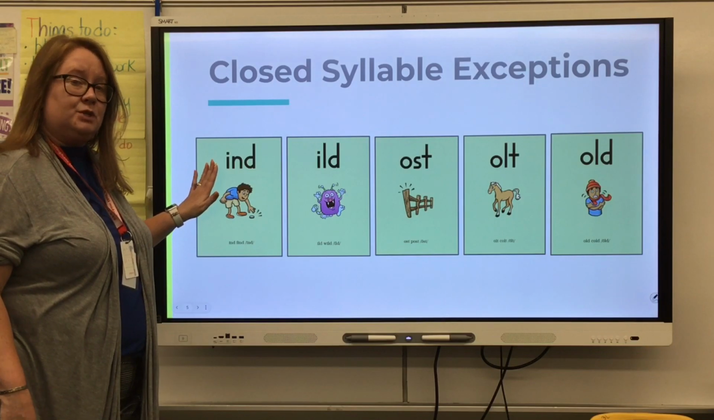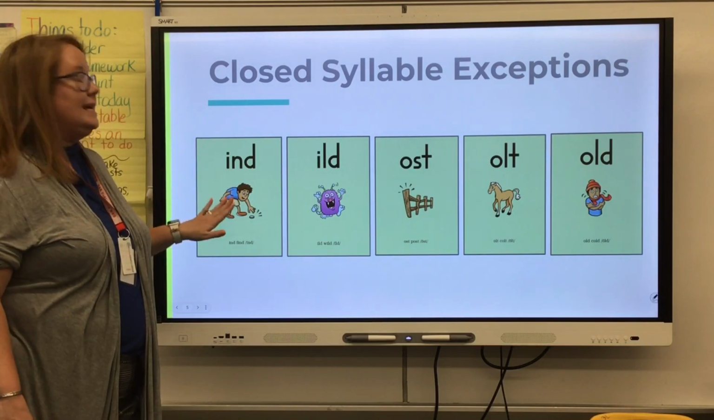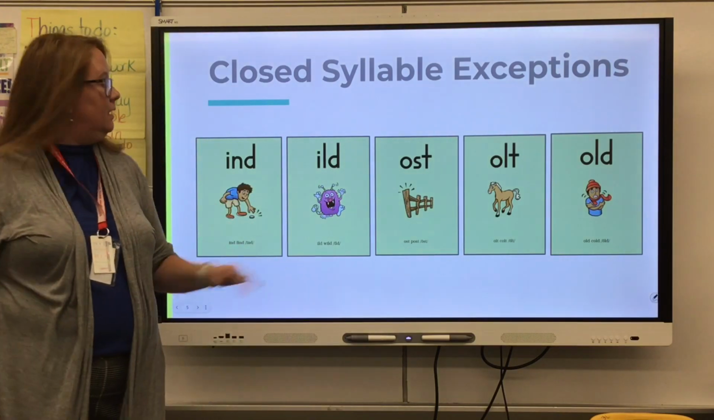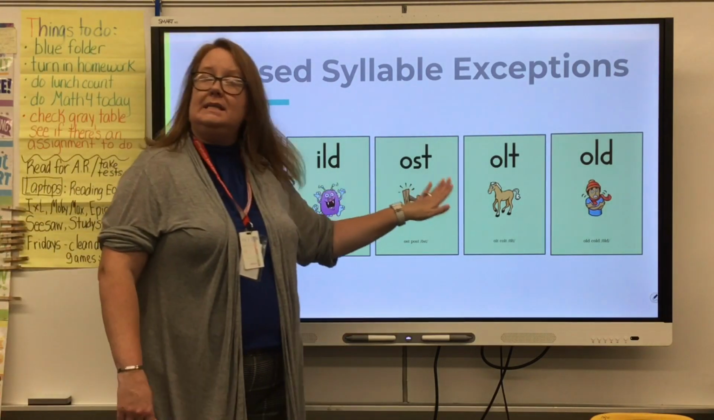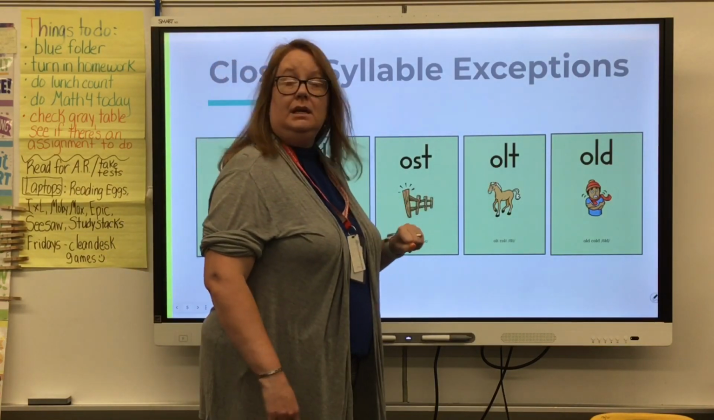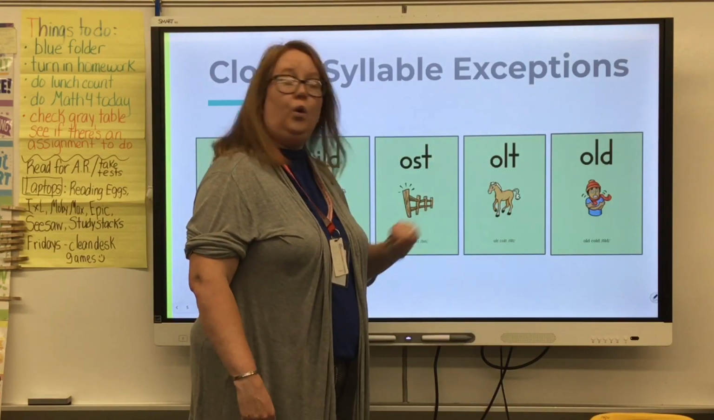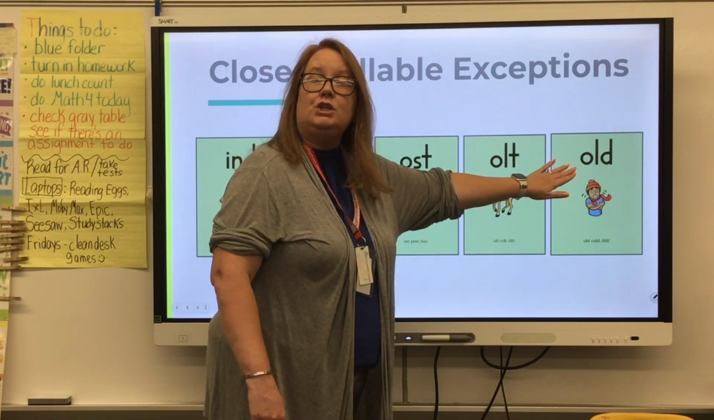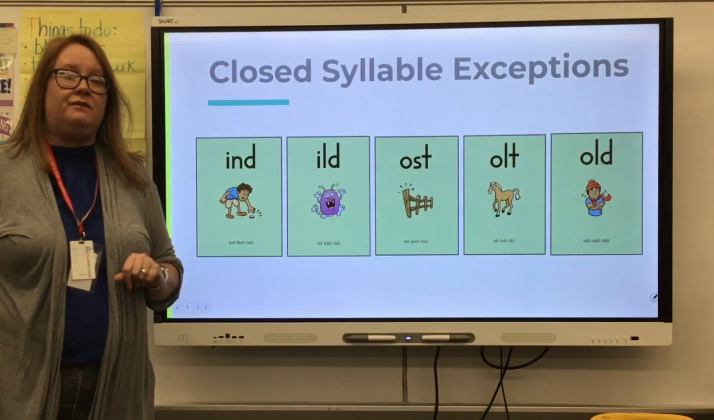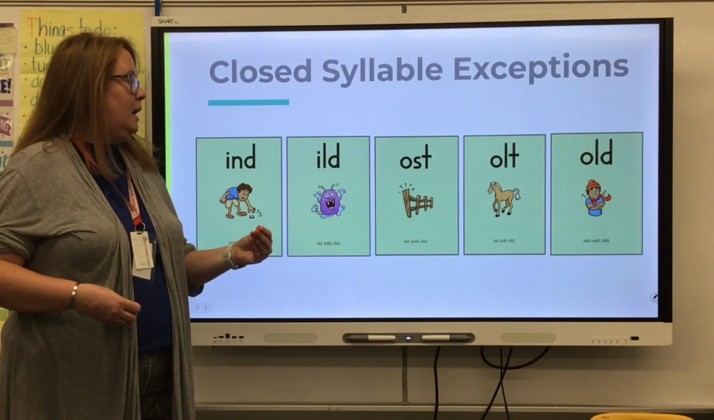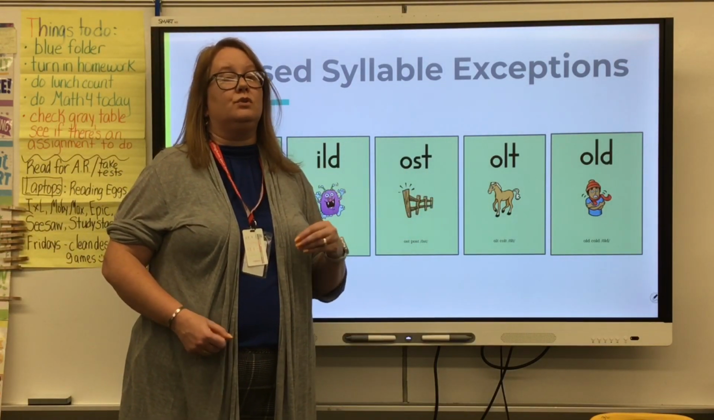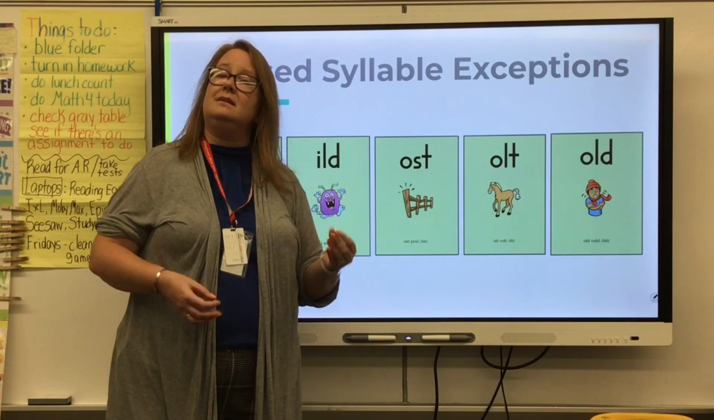Our 5 closed exceptions are IND, which says ind, like find, ILD, which says ild, like wild, OST, which says ost, like post, OLT, which says olt, like colt, and OLD, which says old, like cold. Did you notice in each of those 5, the vowel said its name, either I or O? It's making an exception to the rule because it is closed in, but it's still saying its name.